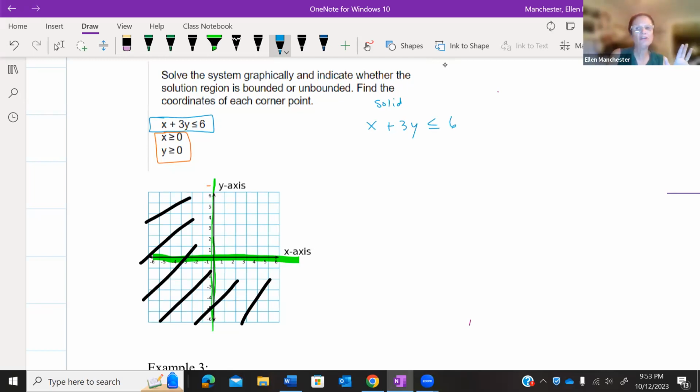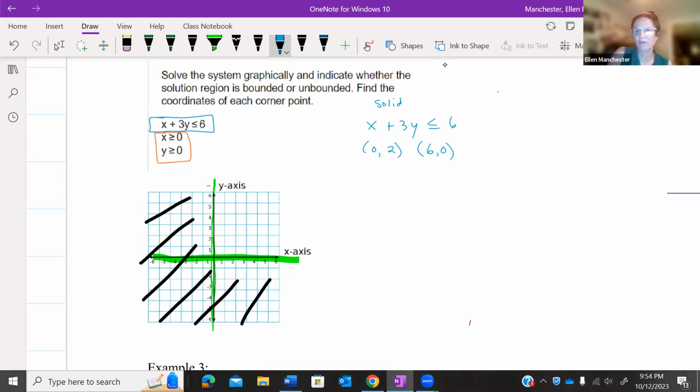So now I'm not going to show you how to solve, right? You're just going to look at it. So we're going to cover up the x. That means the x is 0. So I'm covering up the x. My y is 6 divided by 3, which is 2. Then I'm going to cover up the y, and I end up with x is 6. So 6, 0. So this is my y-intercept.